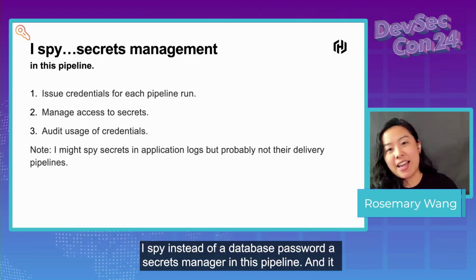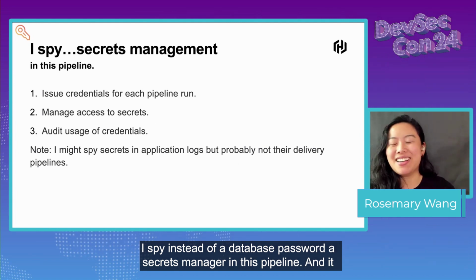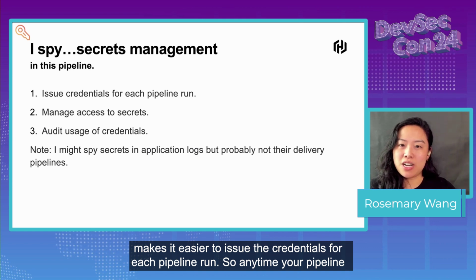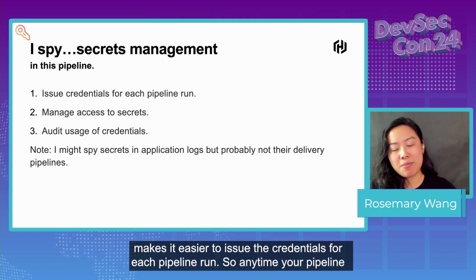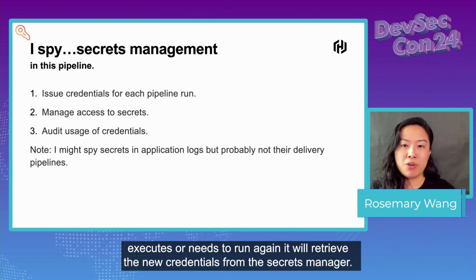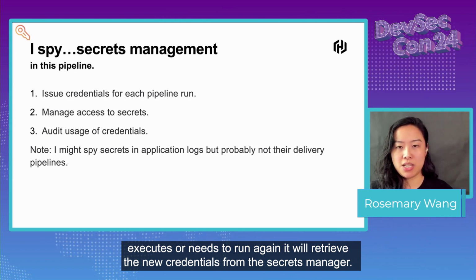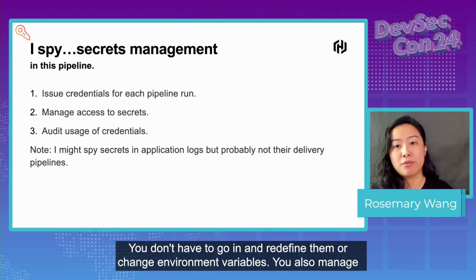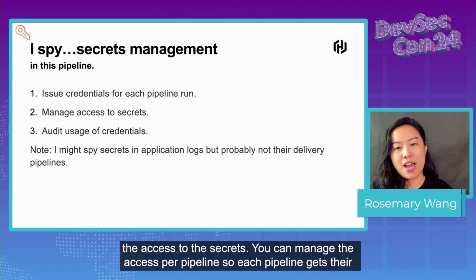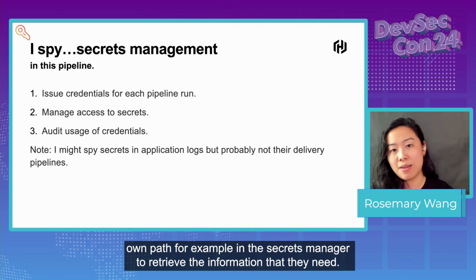I spy, instead of a database password, a secrets manager in this pipeline. And it makes it easier to issue the credentials for each pipeline run. So anytime your pipeline executes or needs to run again, it will retrieve the new credentials from the secrets manager. You don't have to go in and redefine them or change environment variables. You also manage the access to the secrets. You can manage the access per pipeline. So each pipeline gets their own path, for example, in the secrets manager to retrieve the information that they need.